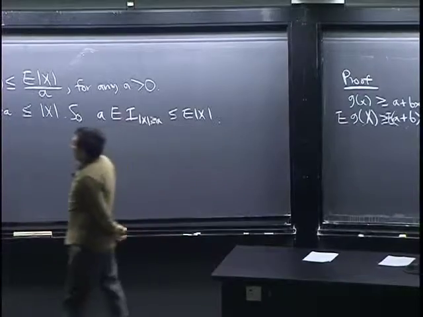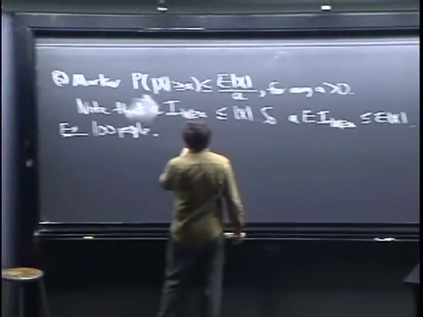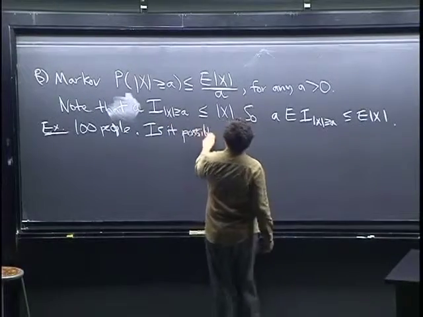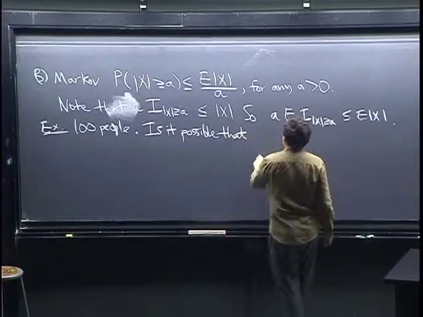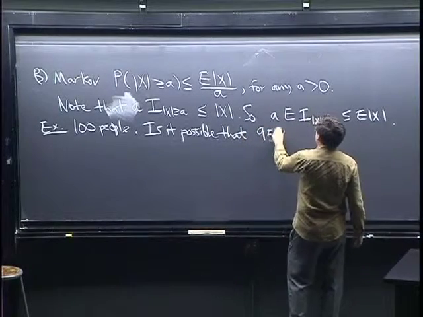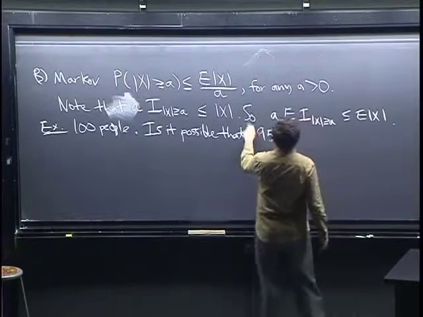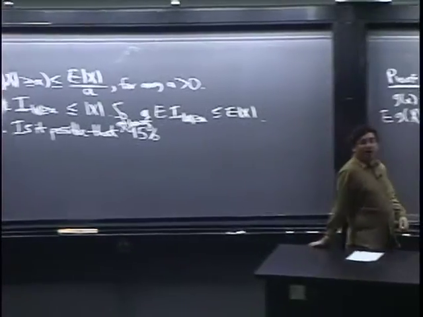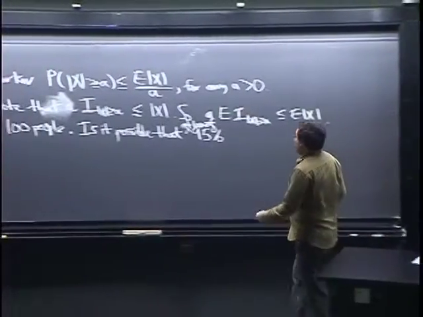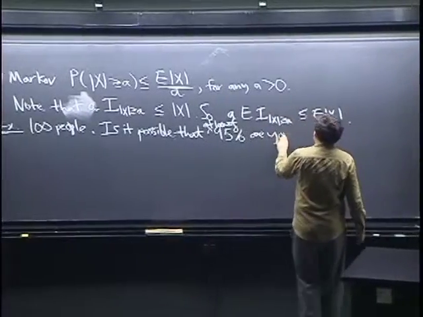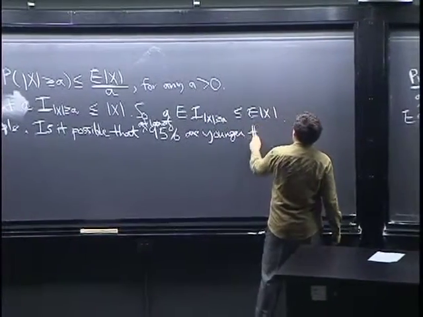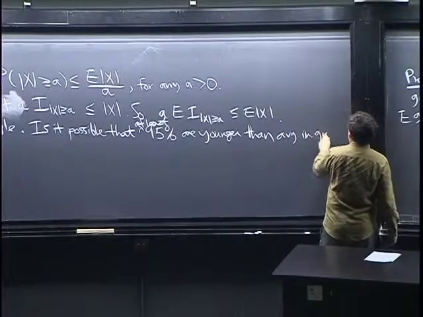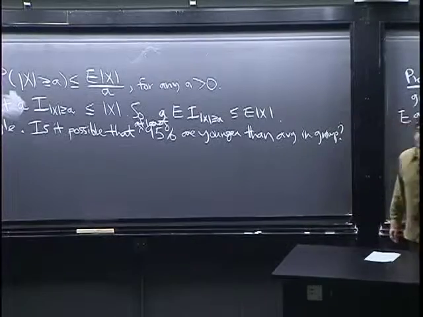Suppose we had 100 people, and suppose we ask, is it possible that, let's say, 95% of the people, I'll even say at least 95% of the people, are younger than the average person in the group? Average meaning mean. Is that possible? Yes. Why?